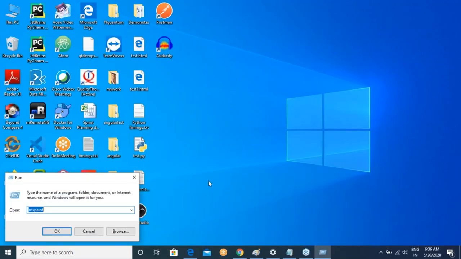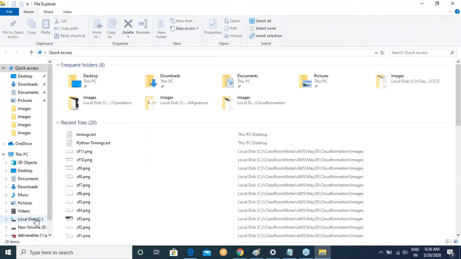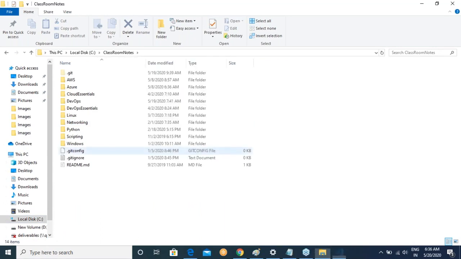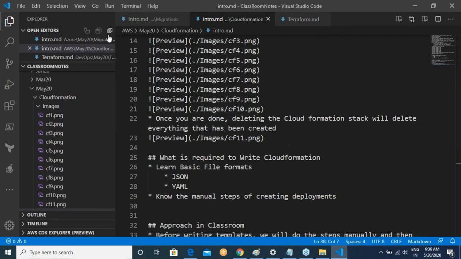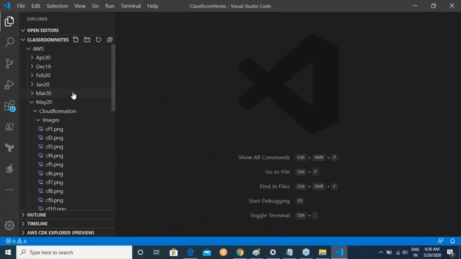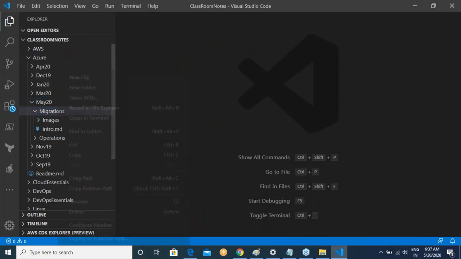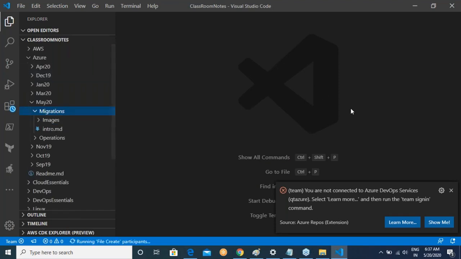Right. One minute, let me open the notes. Okay. Right then.